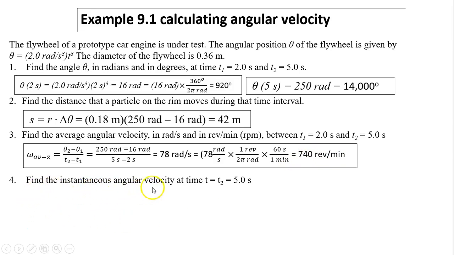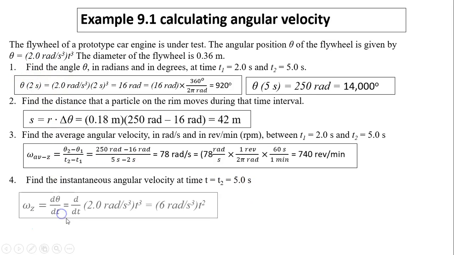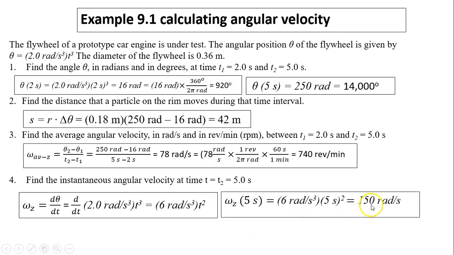Lastly, find the instantaneous angular velocity at time t equals 5 seconds. Instantaneous angular velocity is the derivative d theta over dt. So that gives you 6t squared. To find the instantaneous angular velocity, we simply substitute t equals 5. You will have 150 radian per second.